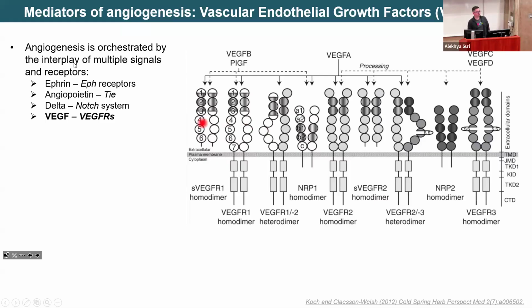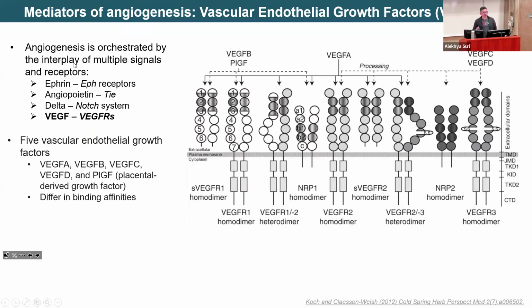VEGFs bind to VEGF receptors. And this figure basically shows the different types of VEGF receptors that are known. These VEGF receptors bind 5 different VEGF molecules, right? VEGF A, B, C, D, and placental-derived growth factor. Those are the 5 vascular endothelial growth factors. And they differ in their binding affinities for the different receptors. Not all receptors bind all of the VEGFs.